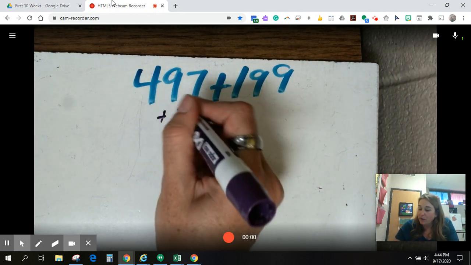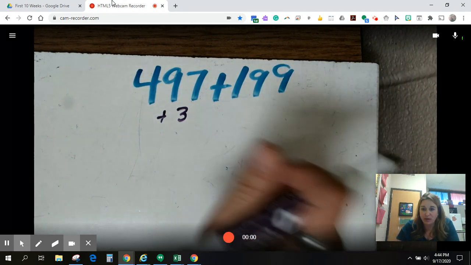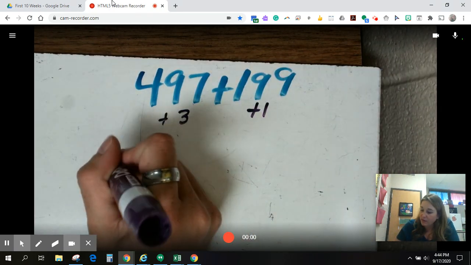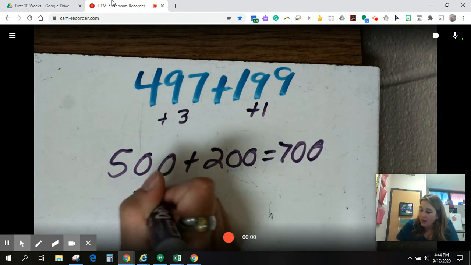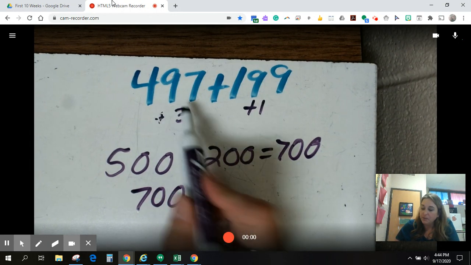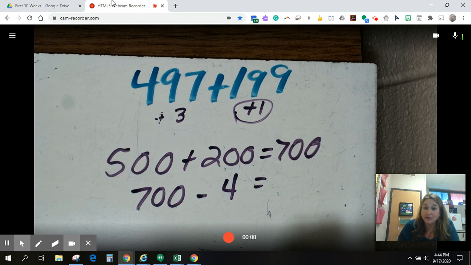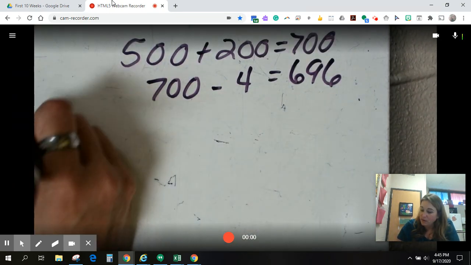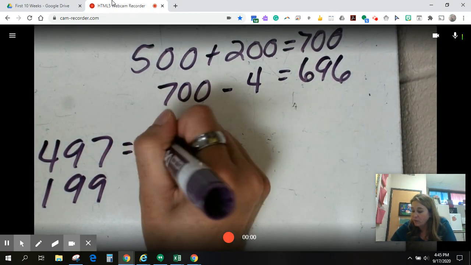But we just need to add 3 more to get it to round, right? 199. Rounding to the nearest 100. That's right, 200. How much do we need to add to it? 1. Okay, so now we have 500 plus 200 gets us 700. And now 700 minus 4. That's right. And if you need to count back, 699, 98, 97, 96. 696.